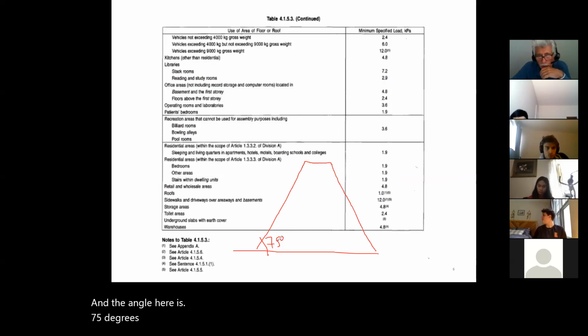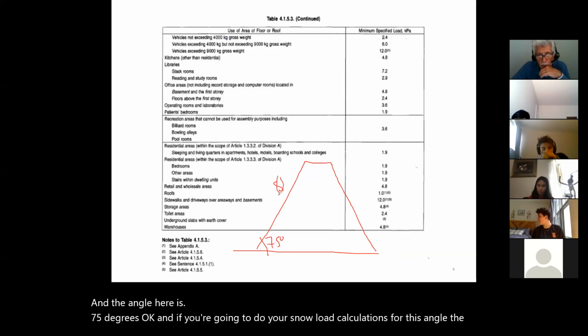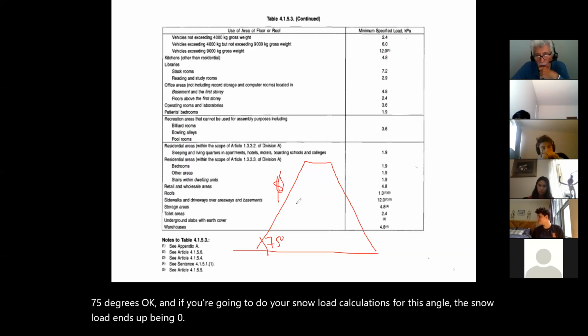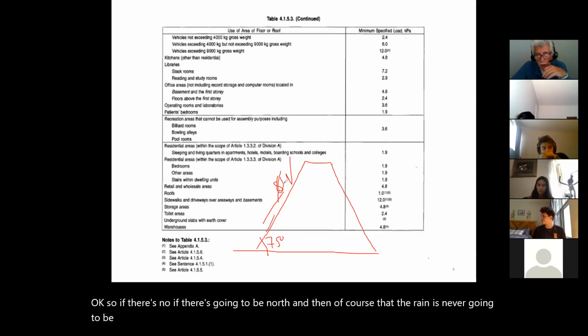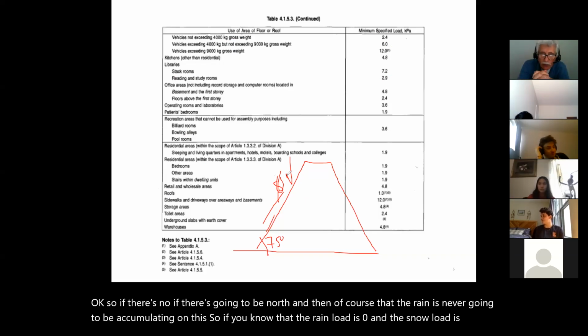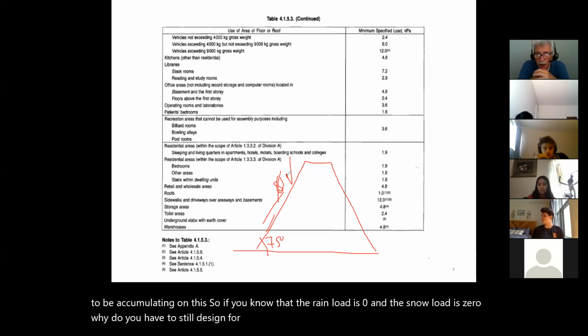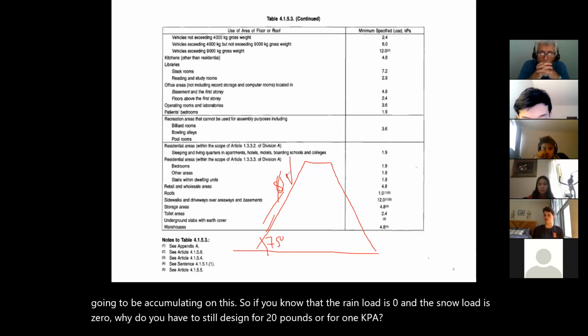And if you're gonna do your snow load calculations for this angle, the snow load ends up being 0, okay? So if there's gonna be no, and then of course, you know that the rain's never gonna be accumulating on this. So if you know that the rain load is 0 and the snow load is 0, why do you have to still design it for 20 pounds or for 1 kPa? To resist the wind load, maybe? The wind load?